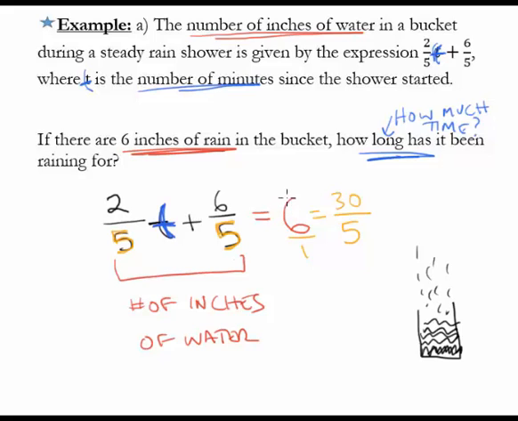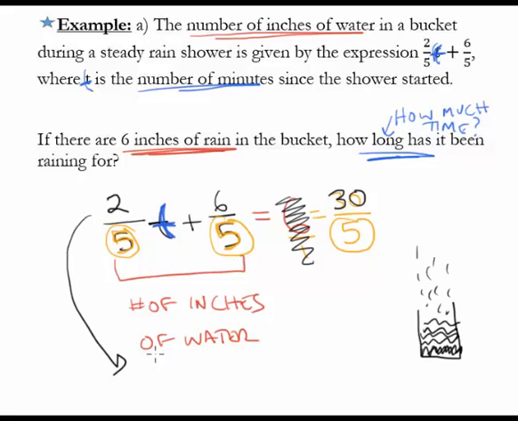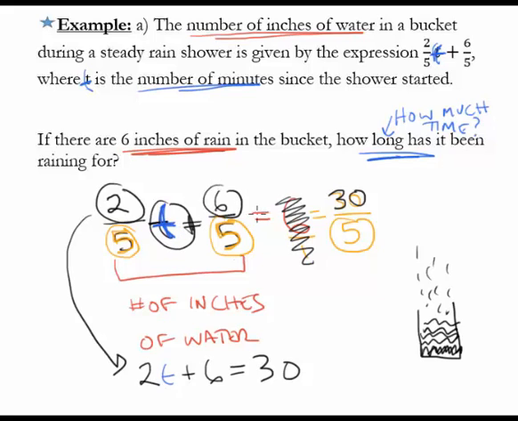So instead of 6, I'm going to cross 6 out because we're going to replace it with this new fraction, 30 over 5. And now look at what we have. Since we have common denominators here, here, and here, we can sort of ignore them. They're not really affecting what the answer is to this problem. So we can rewrite the whole thing as 2t plus 6 equals 30.